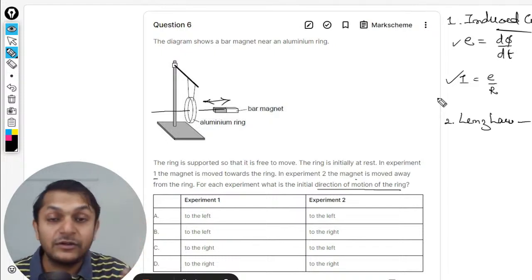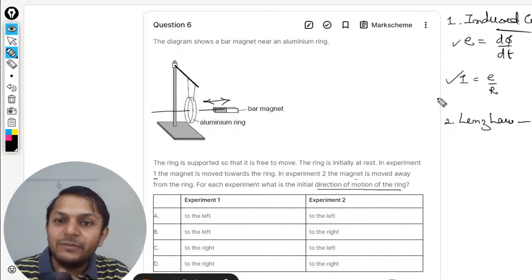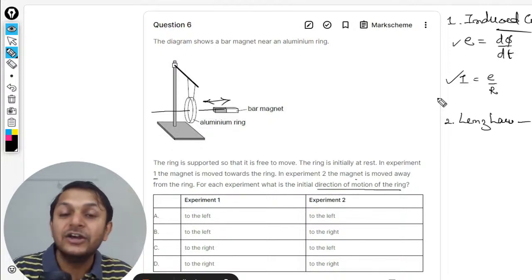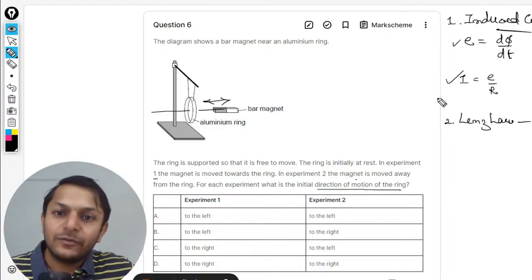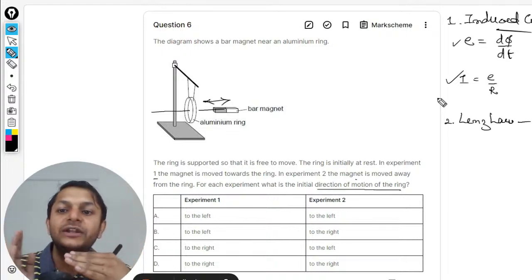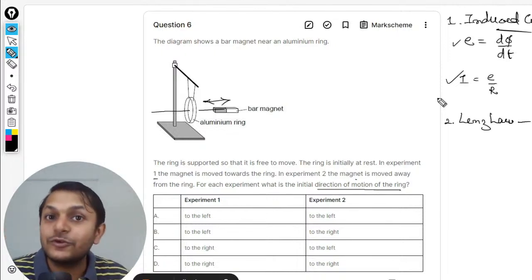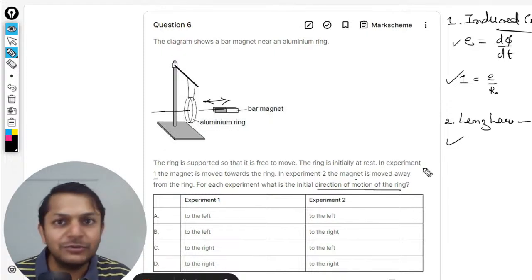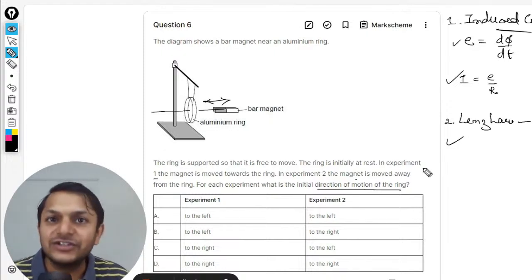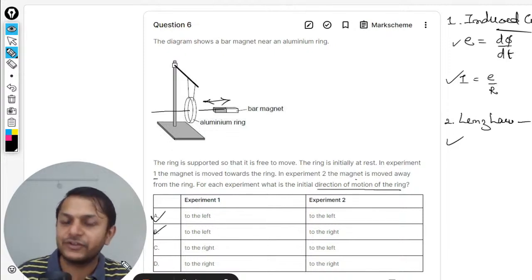But there is another method. The other method is to increase the distance between the two. So it will be a humble attempt by the ring to move away from the magnet, to increase the distance, because the bar magnet is coming near to it. So the ring will try to move away from it because it does not want the flux to increase. That becomes another method chosen by the ring so that the flux does not increase. So definitely in the first experiment, it would be moving to the left.